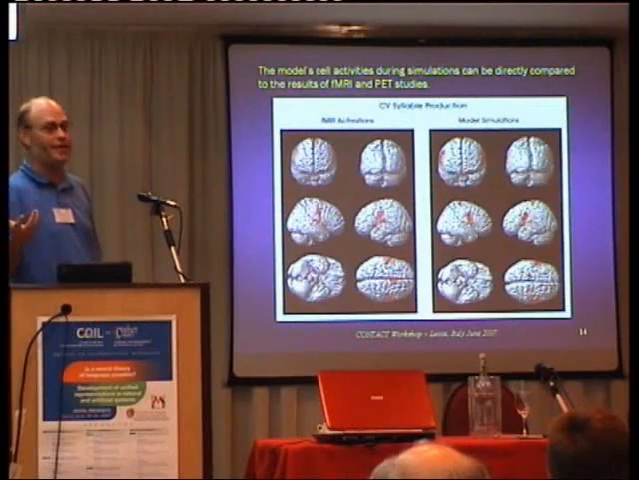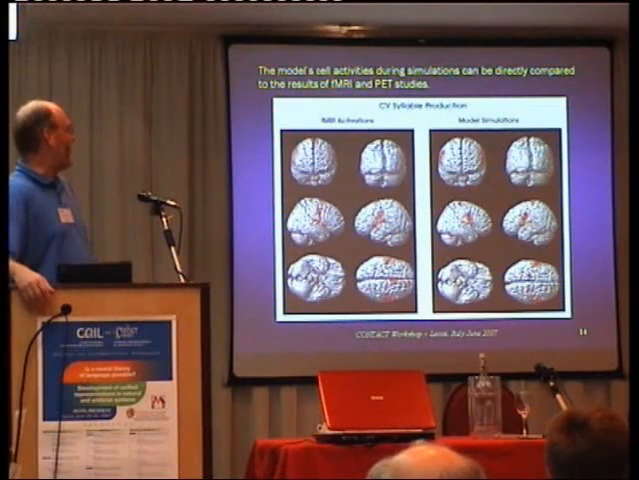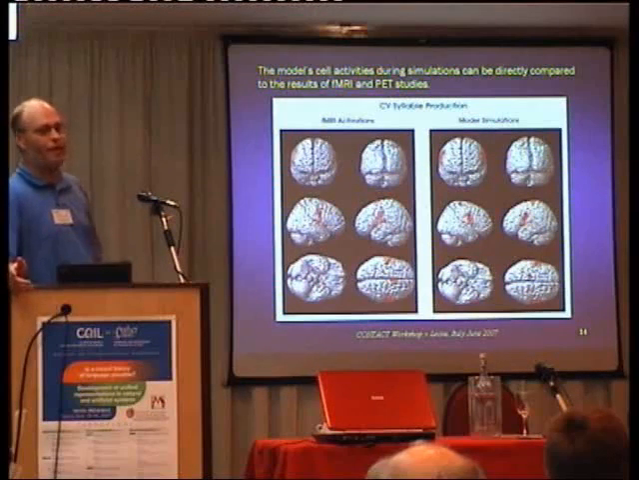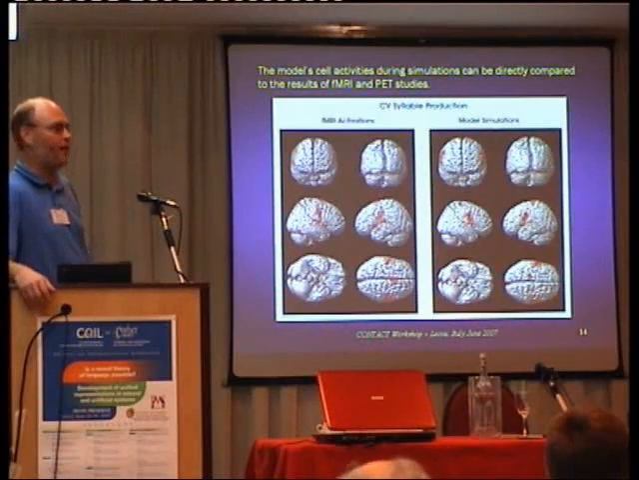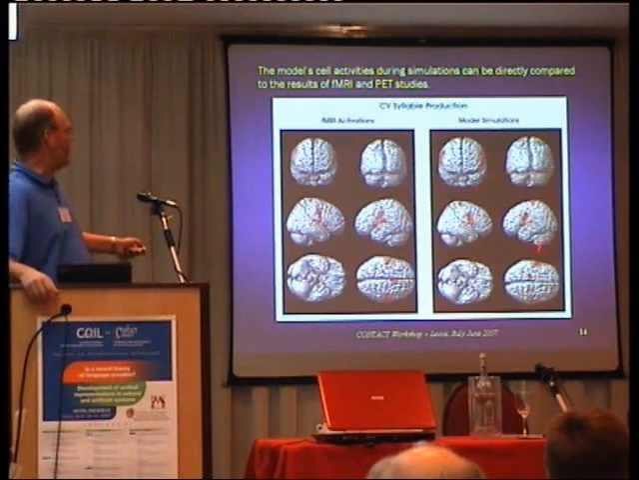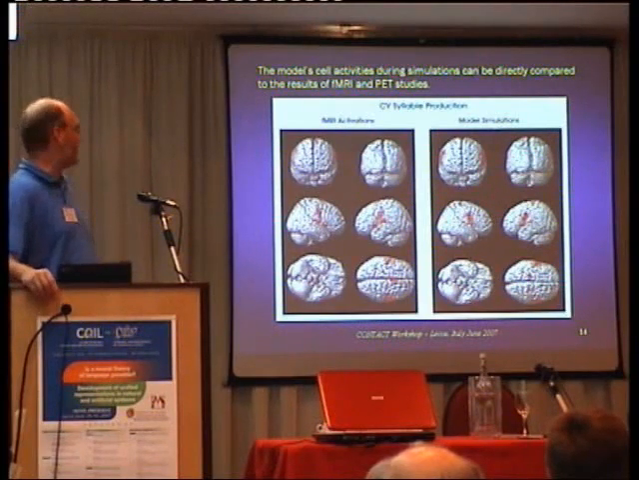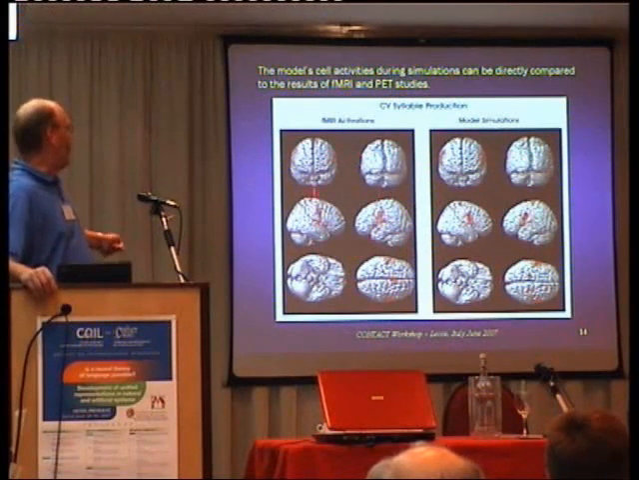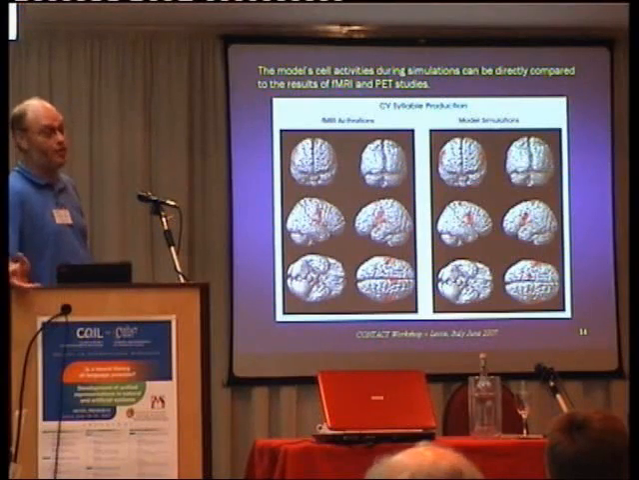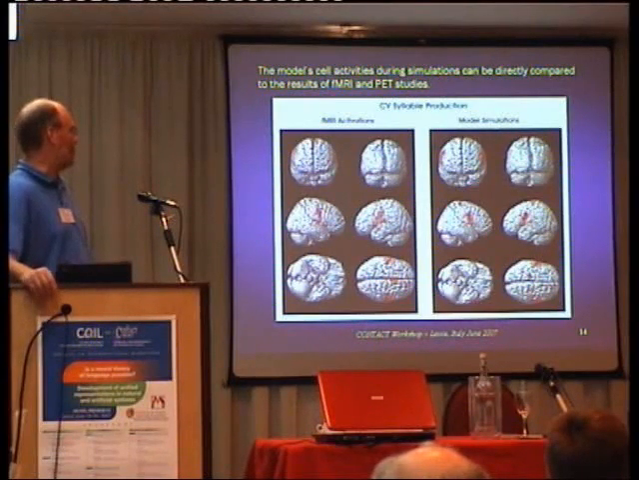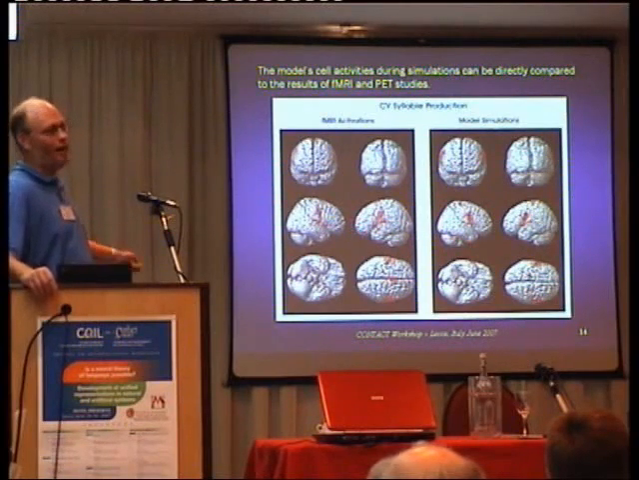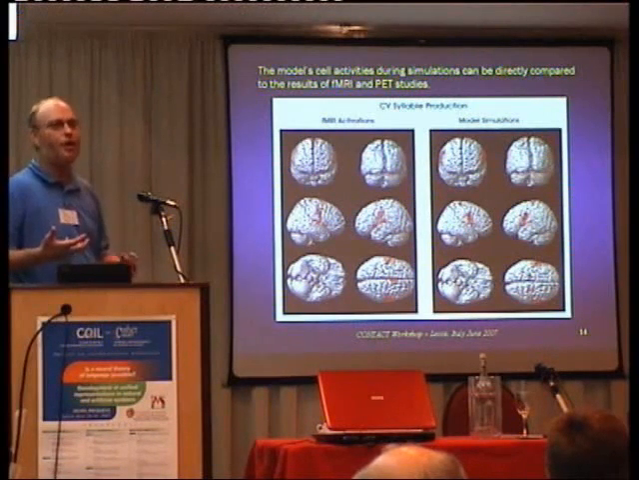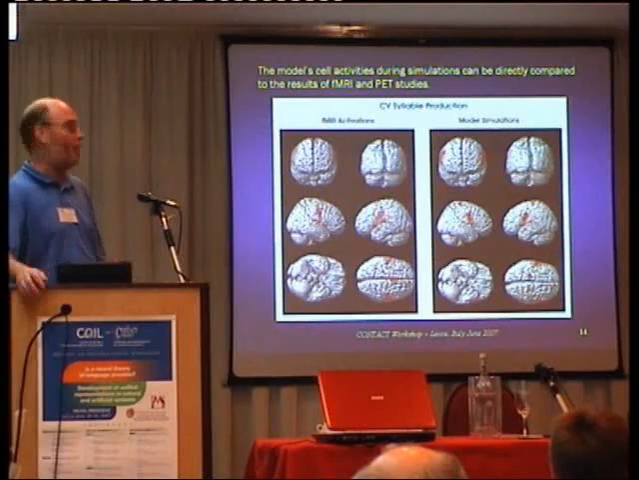study. We, in fact, use the exact same plotting package, SPM, that we use for the fMRI analysis, so we can do very direct comparisons between the model activations, which are shown over here, in this case for producing CV syllables, and this is the results of an fMRI experiment for 10 human subjects producing CV syllables. And we see there's a pretty good correspondence. And when we find discrepancies, we use these to fine-tune the model to help improve the model.